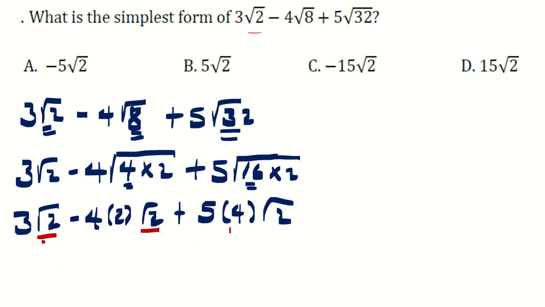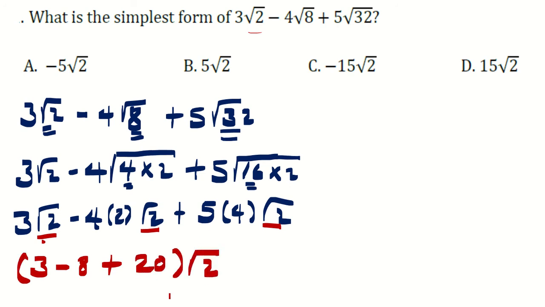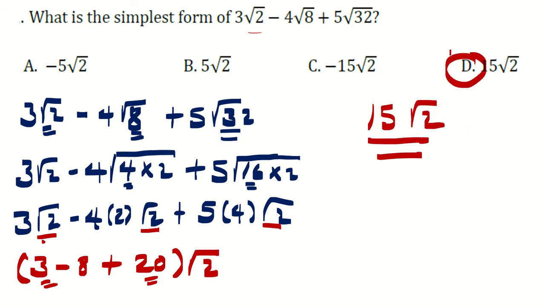Then in the next step we can extract radical 2 as a common factor. Look here: radical 2, radical 2, radical 2, take it out as common. So 3 minus 4 times 2, which is 8, plus 5 times 4, which is 20, with the whole common root 2 taken out. Therefore the positive numbers are 3 and 20. 3 plus 20 is 23, minus 8 is 15. So the answer will be 15 radical 2, which is found in D.